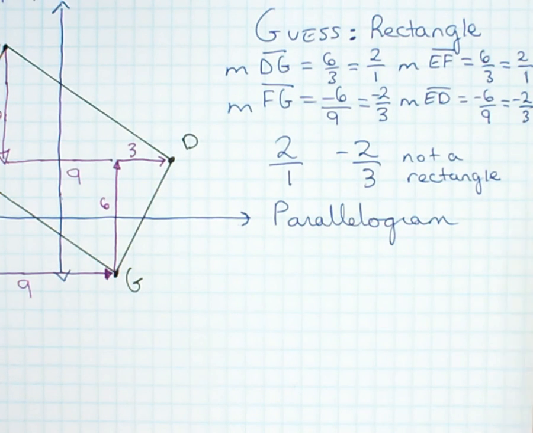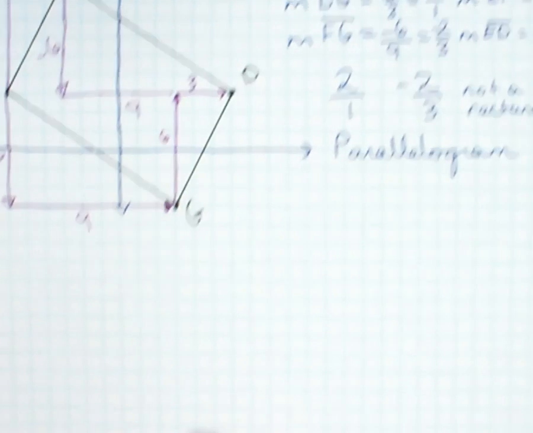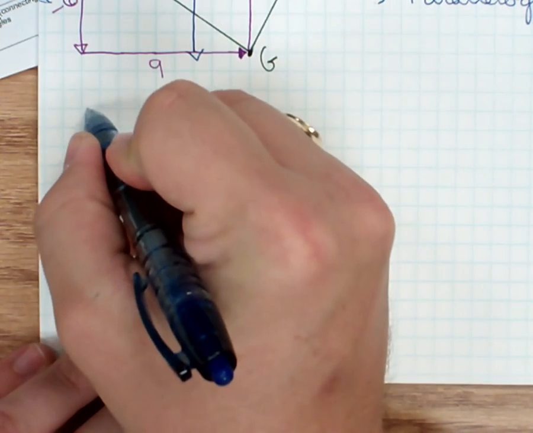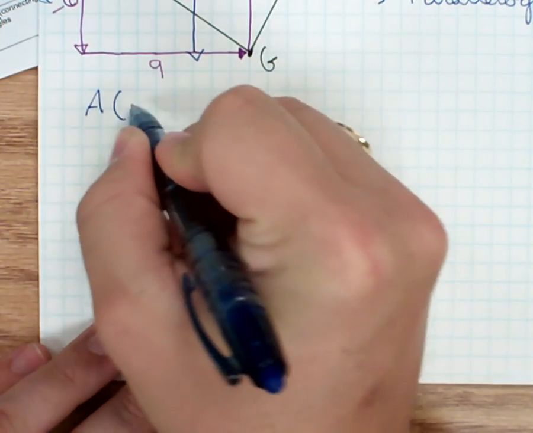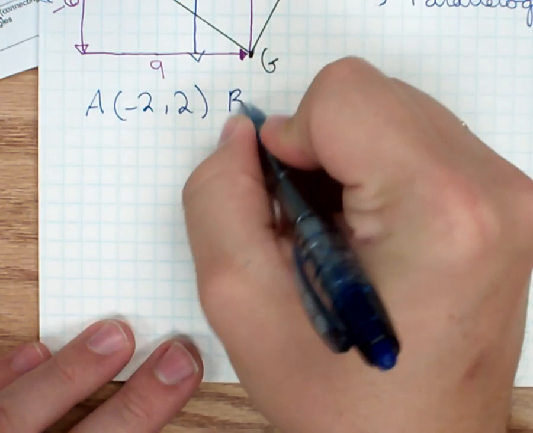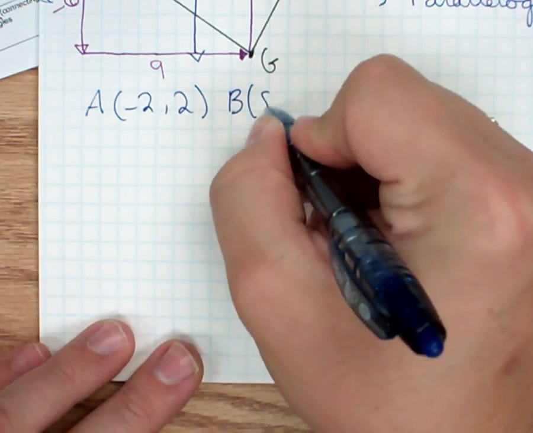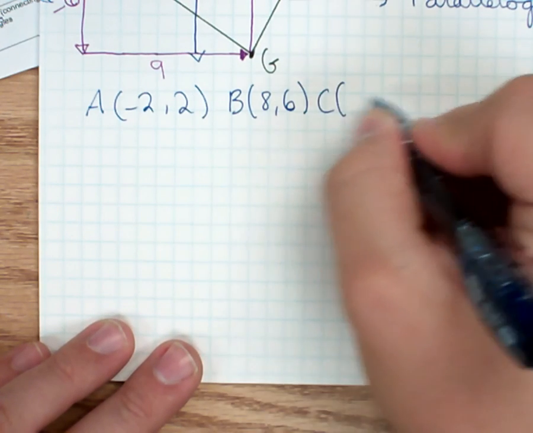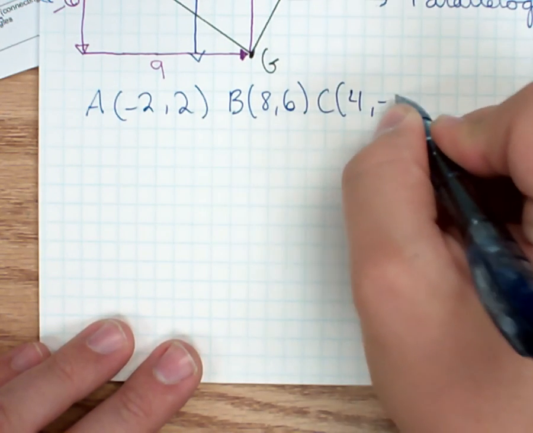We'll do a triangle now. Okay, so we have point A, which is going to be (-2, 2). Point B, which is going to be (8, 6). And point C, which is going to be (4, -4).